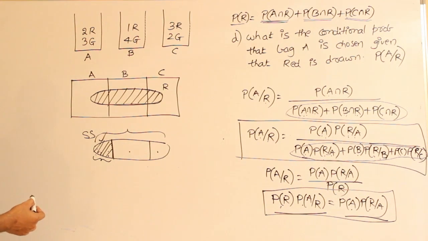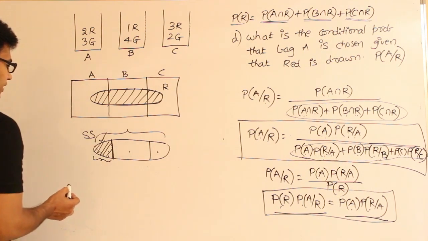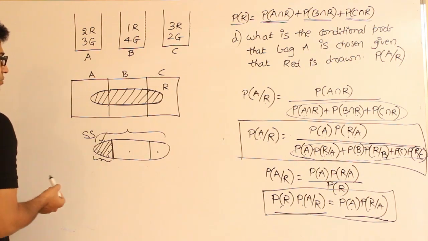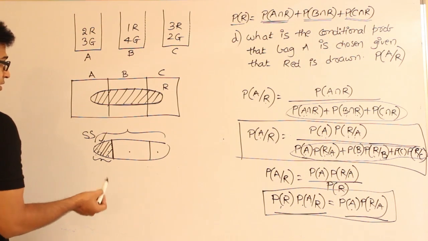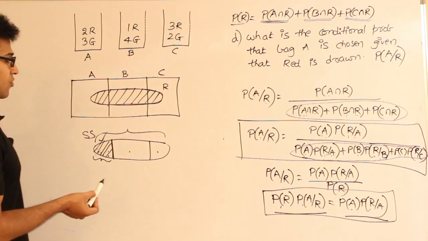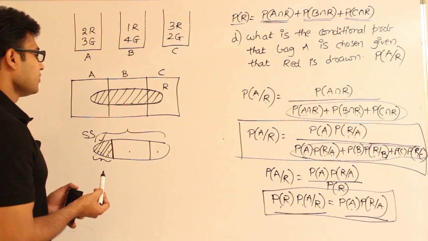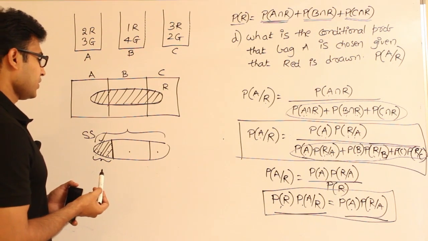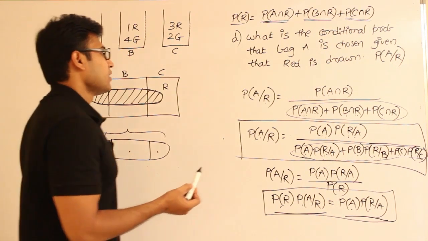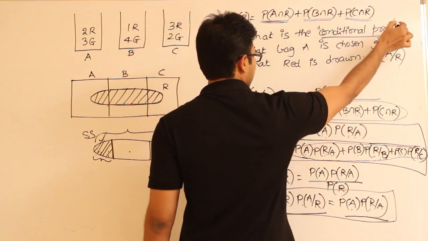Similarly, they can even ask this question: what is the conditional probability that bag B is chosen given that R has happened? So what is the main thing that you should see here? What are the main types of words that you have to catch in order to answer this question is, they'll give you this word, what is the conditional probability, right?